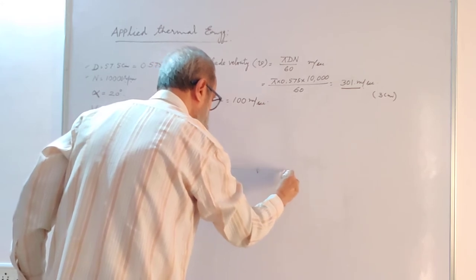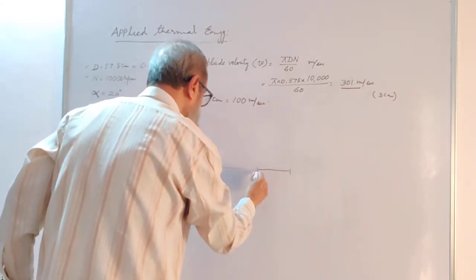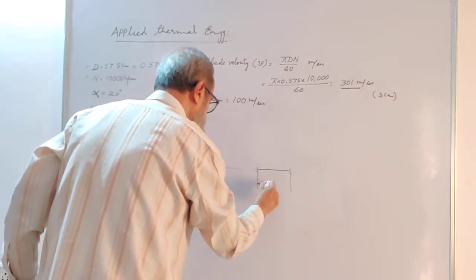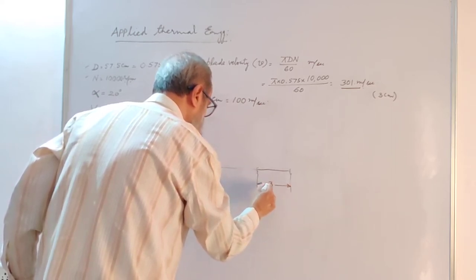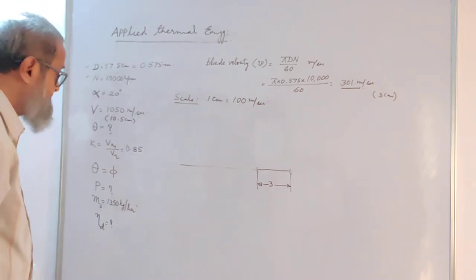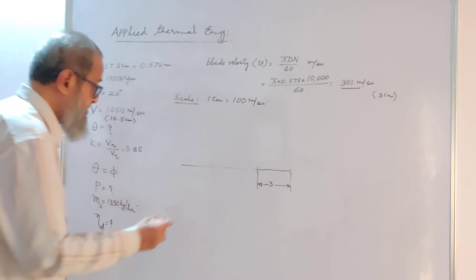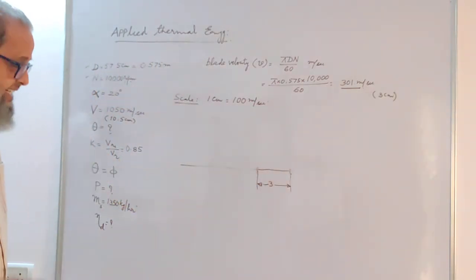Small v, blade velocity. Its length is 3 centimeters. Because it is 300 meters per second, it is represented by a line of length 3 centimeters. Now, some students have doubt whether we should take this side or this side. You can take any side.